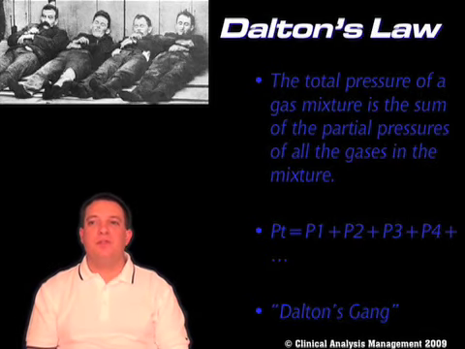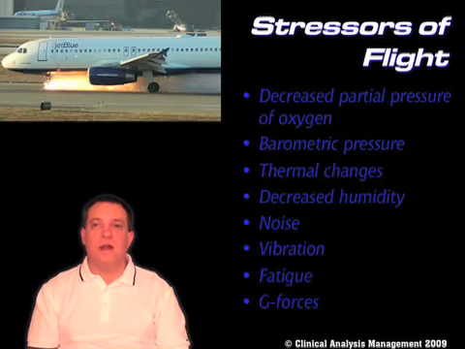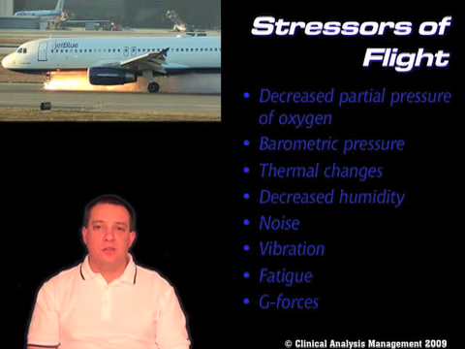Okay, when we talk about the stressors of flight, it depends on the book you read. There's anywhere from 7 to 700 stressors of flight. These are the ones that are the most commonly touted. Now, we all know that as we go up in altitude, because of the factors we just talked about, there's going to be decreased oxygen available. So we see a decreased partial pressure of oxygen, obviously, as our very first stressor of flight.